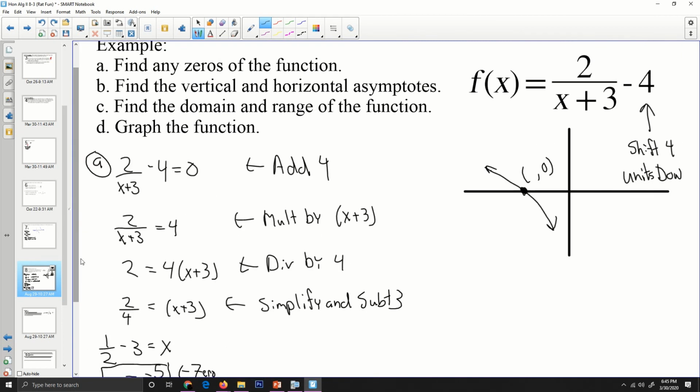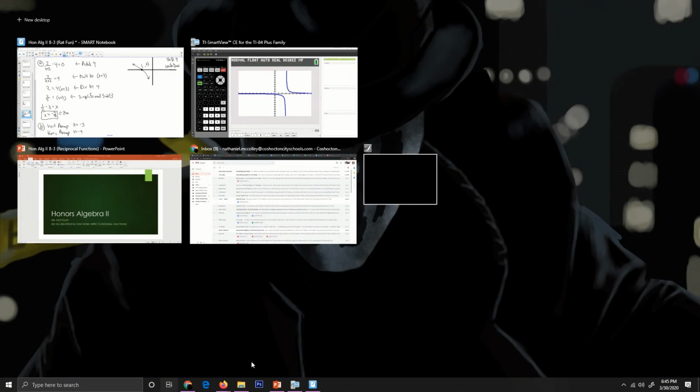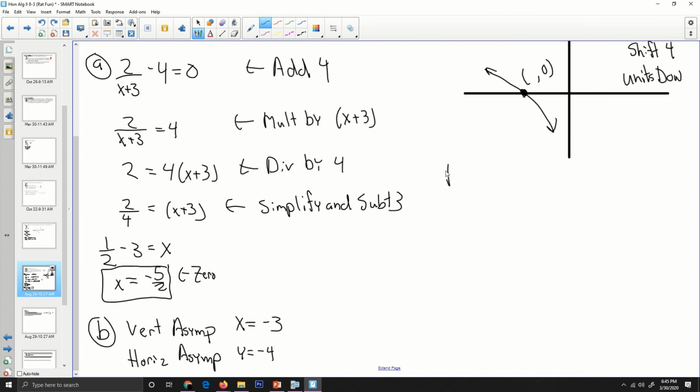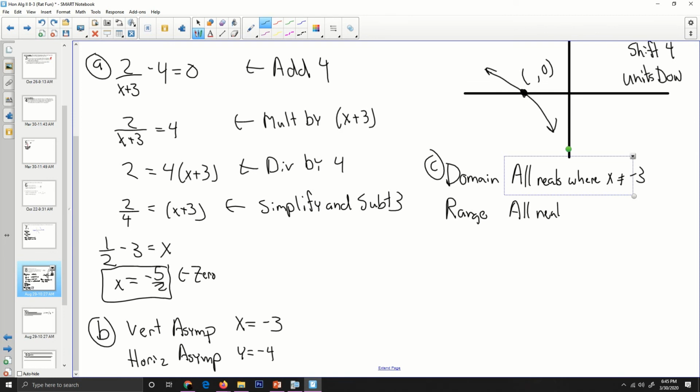Part C says find the domain and the range. The domain and the range is going to be everything but the asymptotes. So the domain, all reals where x is not equal to negative 3, and the range will be all reals where y is not equal to negative 4.